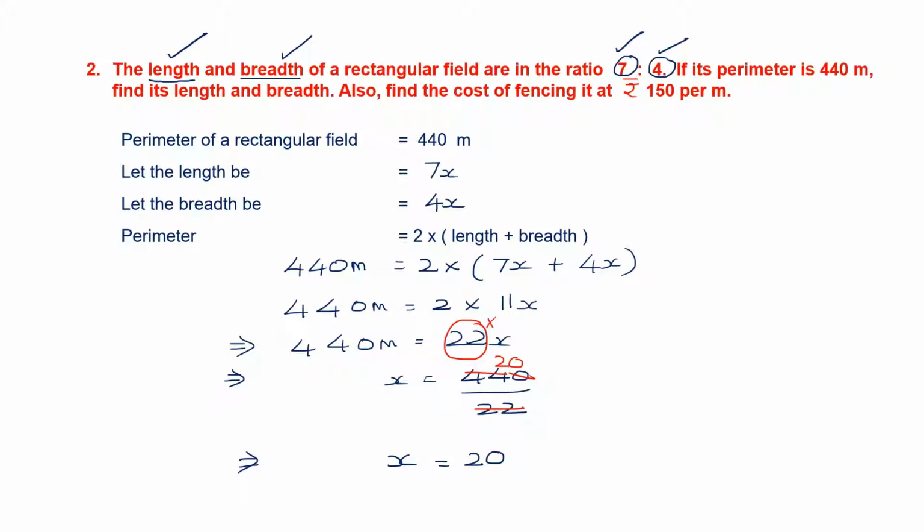Now we're going to use this value and find the length and breadth of this rectangular field. So now let's find the length of the field. The length of the field we said is 7x, which is 7 into x, and x we found out to be 20. So 7 2s are 14, 140. And the unit is meters. So we have found the length here. Length is 140 meters.